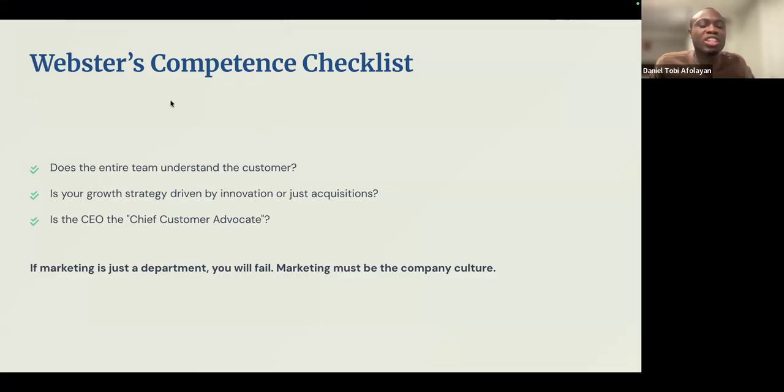Also, is your growth strategy driven by innovation or just acquisition? Do you just want to acquire, or are you also innovating? And as CEO, are you just a CEO, a founder? That's what you call yourself. Or are you the chief customer advocate? You know your customers, you're advocating for the customers. And for the person asking, what's the blog name? Medium.com.